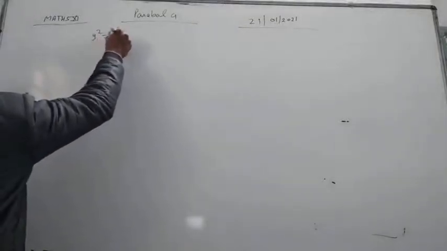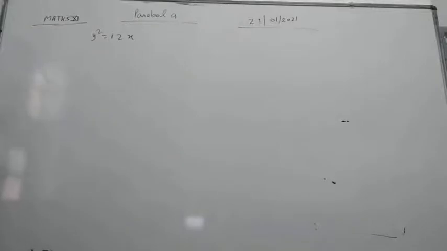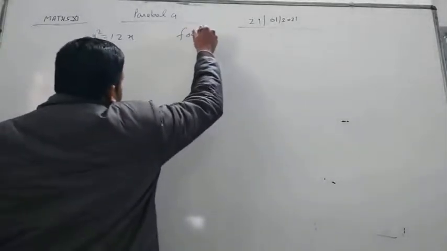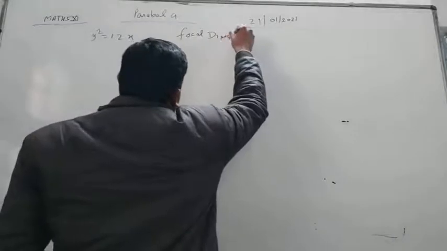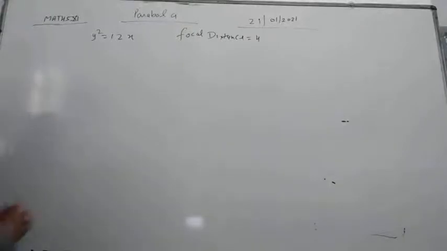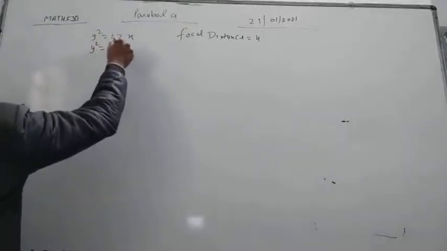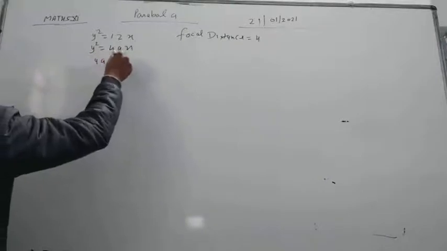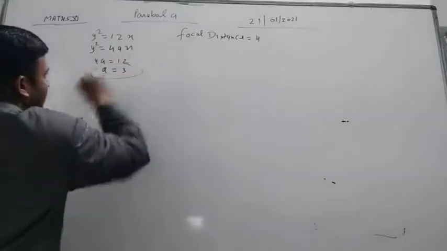The focal distance of a point on the parabola y square is equal to 12x is 4. The focal distance we have been given, students, is 4. So when we compare this parabola with y square is 4ax, 4a is 12, so a is 3, student.